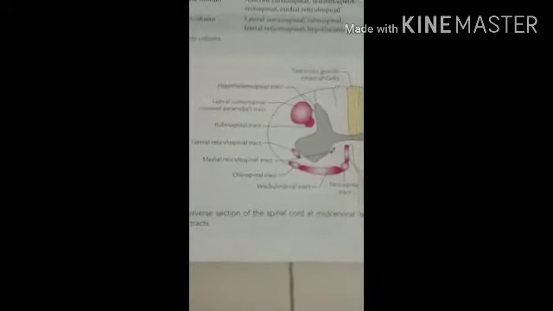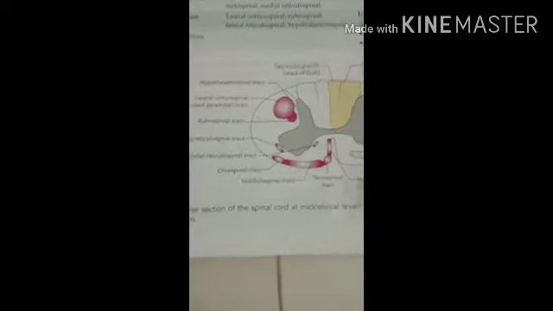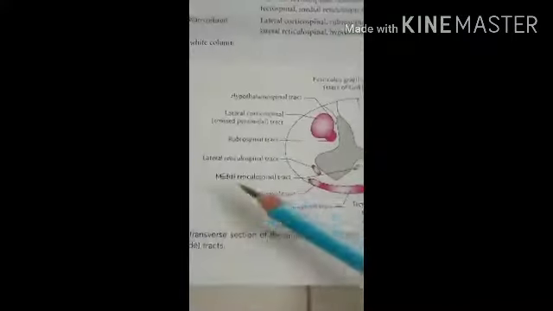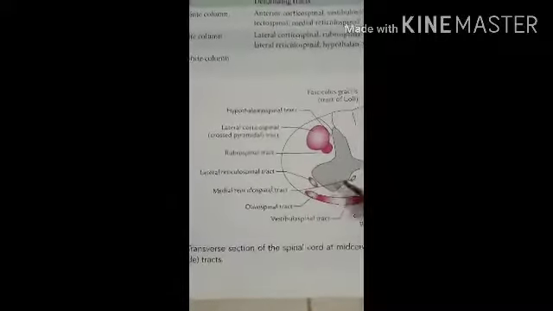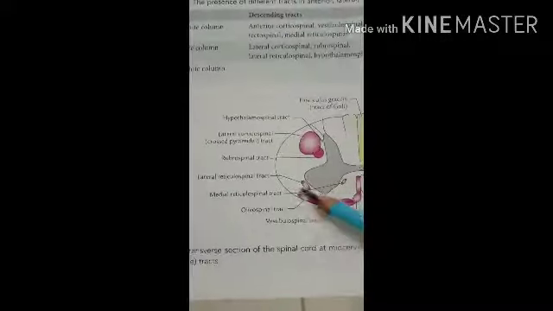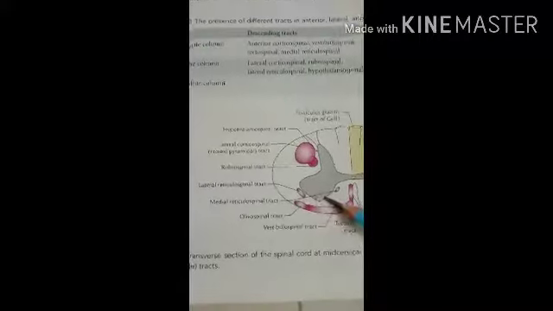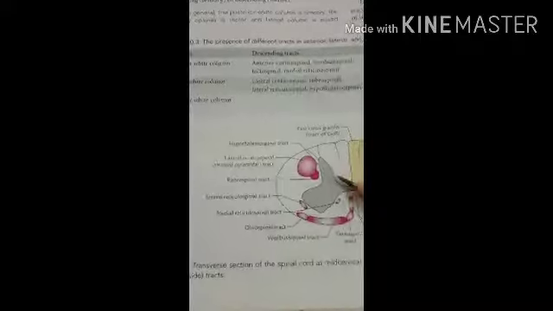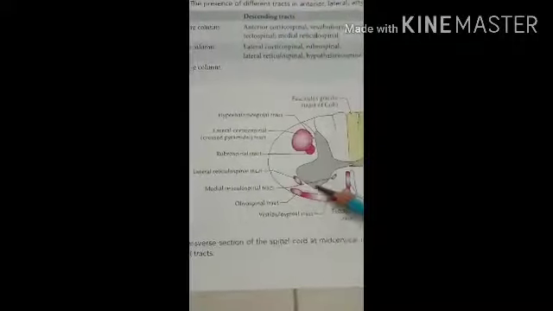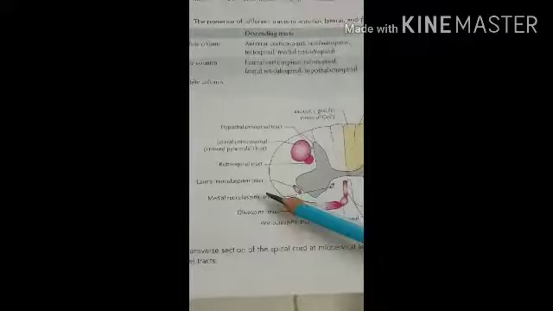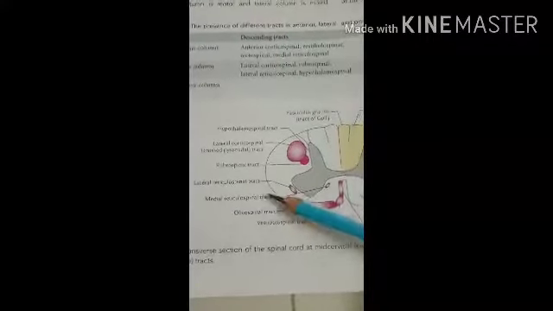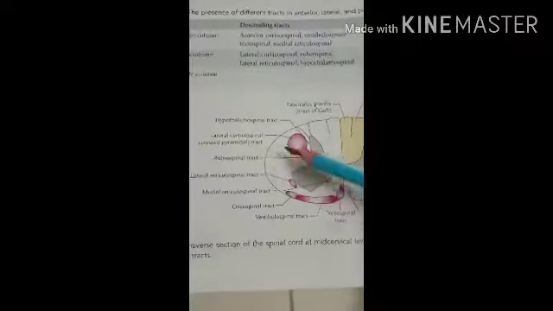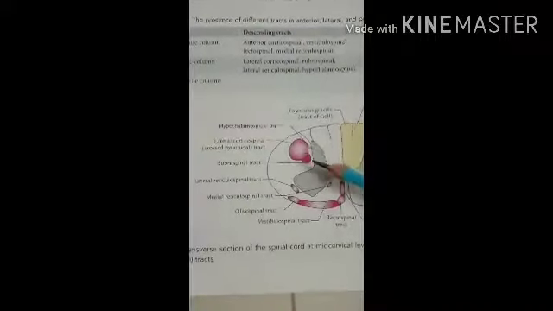Then the lateral reticulospinal tract. It originates from the reticular formation of the medulla oblongata and descends up to the thoracic segments of the spinal cord, and it has both crossed and uncrossed fibers. In the medial reticulospinal tract we saw uncrossed fibers, but the lateral reticulospinal tract consists of both crossed and uncrossed fibers.